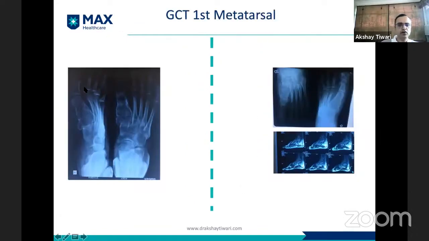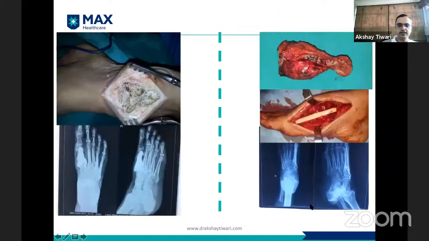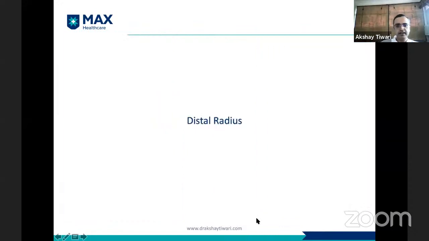Similarly, for the foot, on the left side is a giant cell tumor involving almost the whole of the metatarsal, and on the right, again, the first metatarsal, but multiply operated. The one on the right was treated with resection, and the one on the left did well with good long-term control on curettage and cementing.